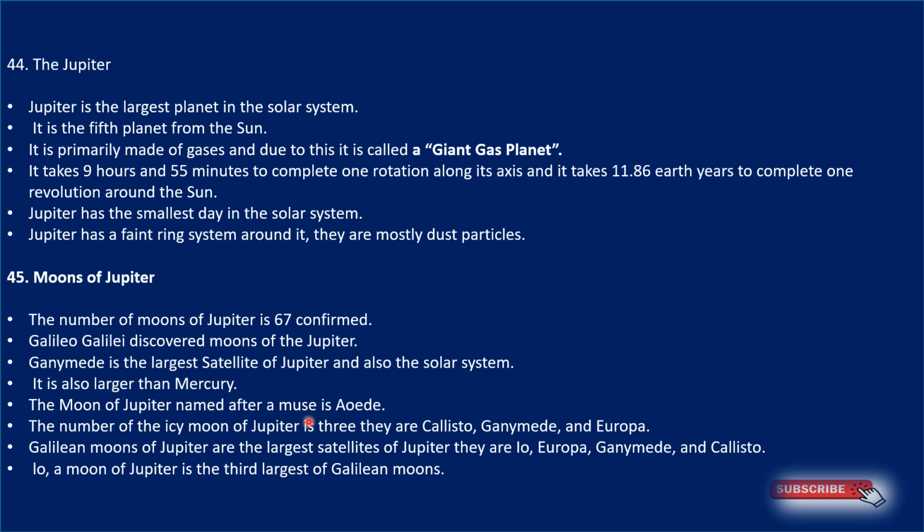The moon of Jupiter named after a muse is Ad. The number of icy moons of Jupiter is 3. They are Callisto, Ganymede and Europa. Galilean moons of Jupiter are the largest satellites of Jupiter. They are Io, Europa, Ganymede and Callisto. Io, a moon of Jupiter, is the third largest of the Galilean moons.